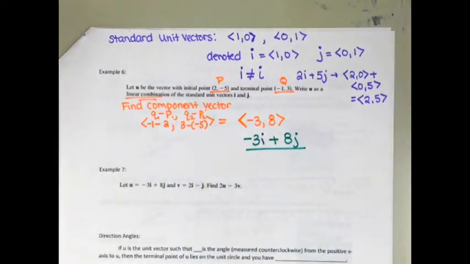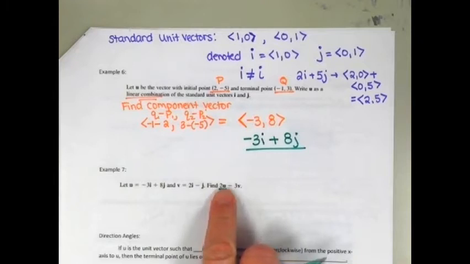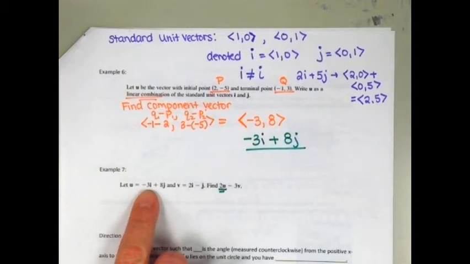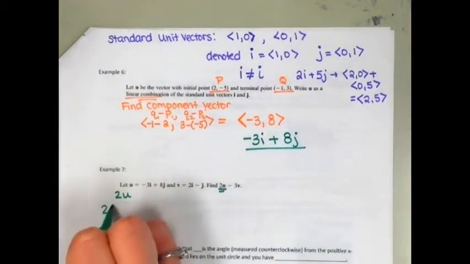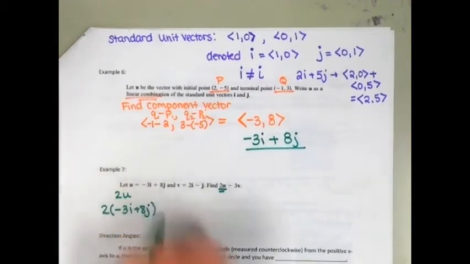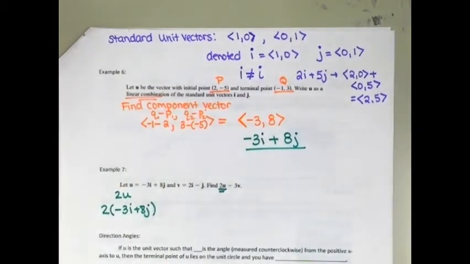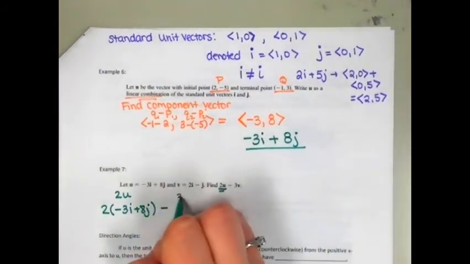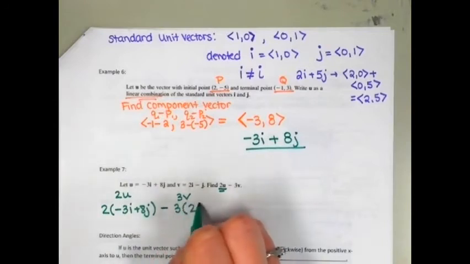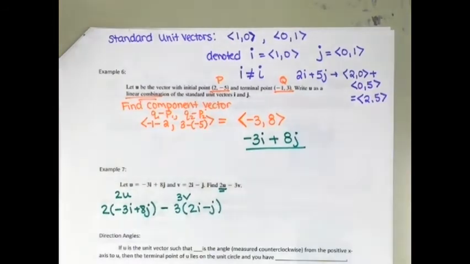All right. Let u be -3i plus 8j and v be 2i minus j. Find 2u minus 3v. Do we have to put this in vector form, or can I leave it in the linear combination? I can leave it in the linear combination. 2u just means I'm going to take 2 times vector u, which is just in our linear combination form, -3i plus 8j. So can I take 2 times -3i plus 8j? Then minus, we're taking 3 times v, which is 2i minus j. So what would I actually do first here?